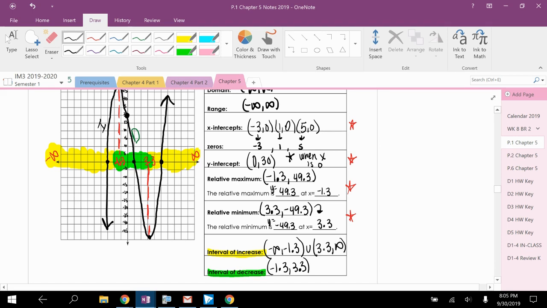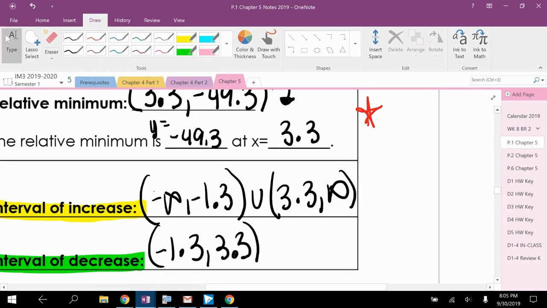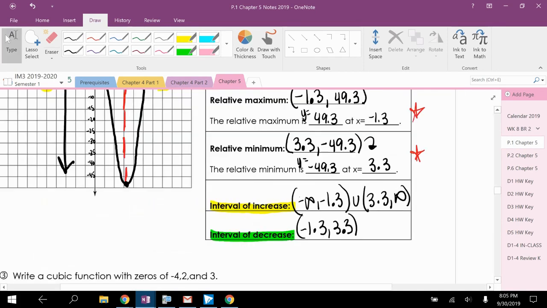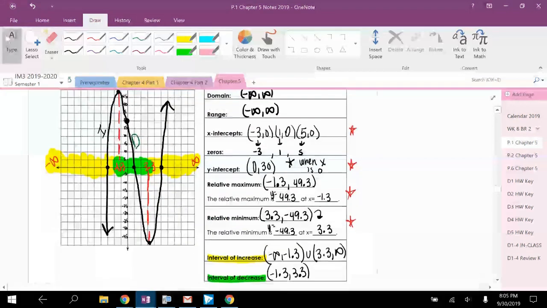Now again, where you stop is where you start. So you can kind of see here, I started at negative infinity, stopped at negative 1.3, and then I went to 1.3 to 3.3. And where I stopped at 3.3, I started my next interval at 3.3, and I went on forever to infinity. Okay, so it represents all the possible x values on the graph here.